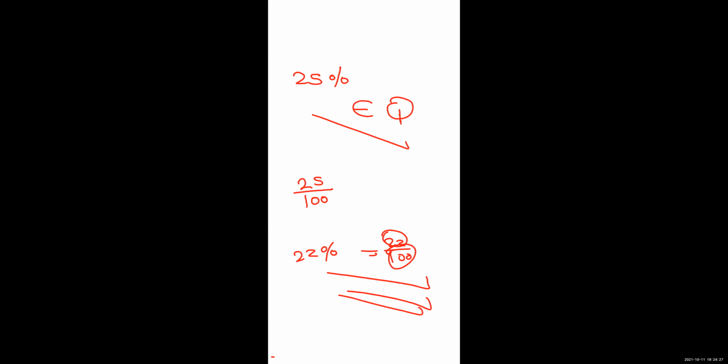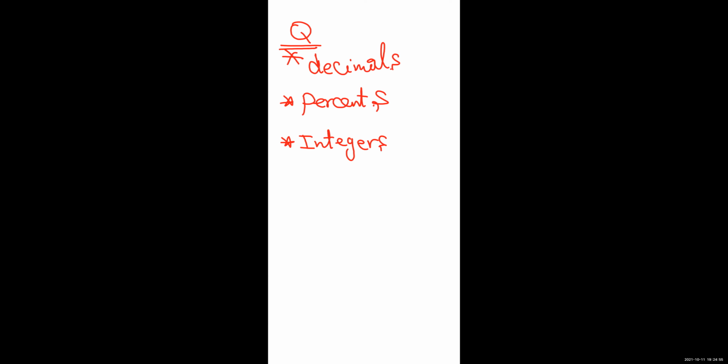So rational numbers, guys, which is Q: decimals, all decimal numbers are rational. Percents, all percents are rational numbers. Integers, all integers are rational numbers.